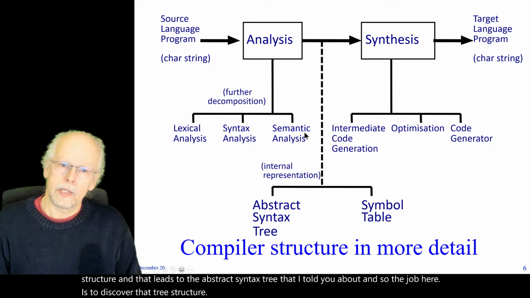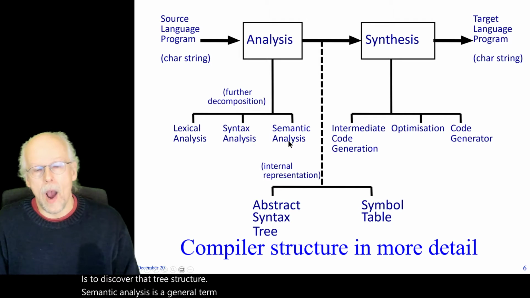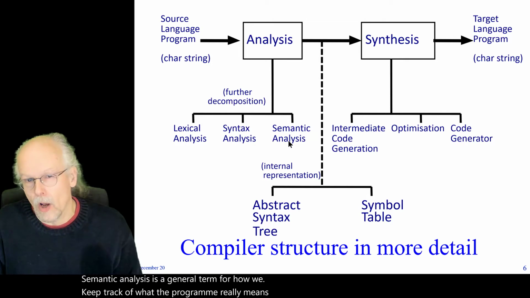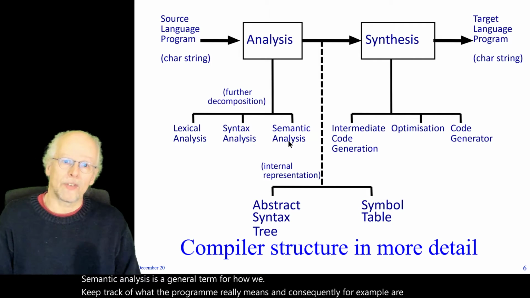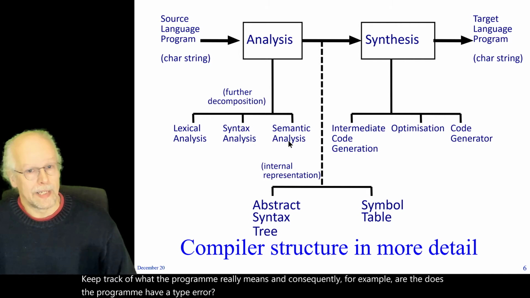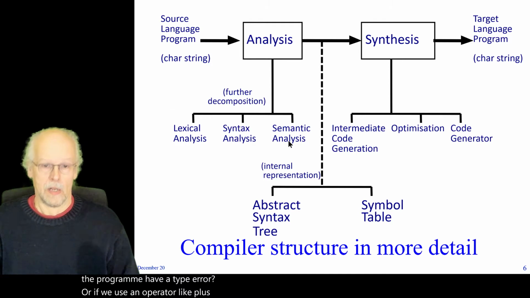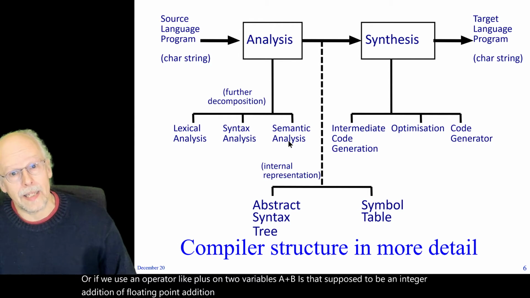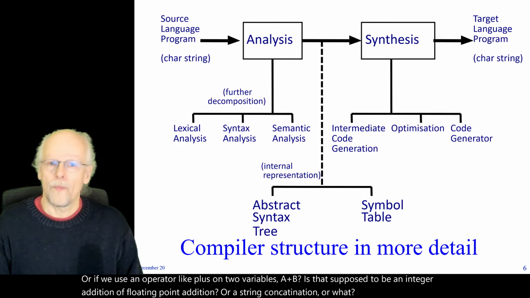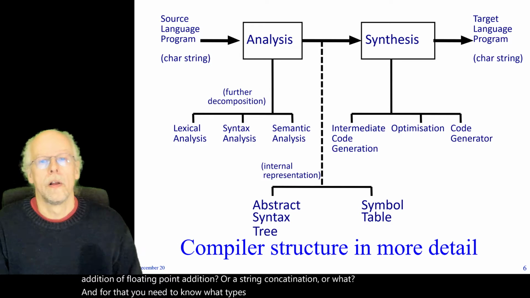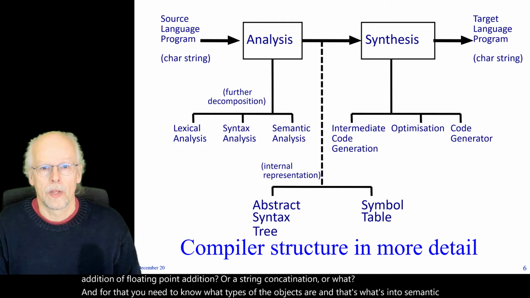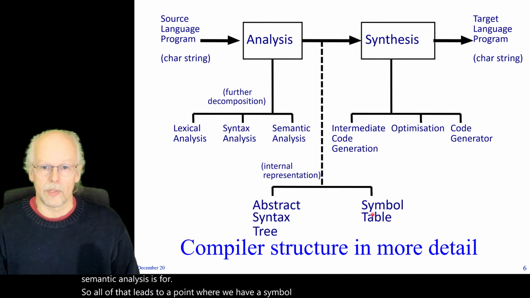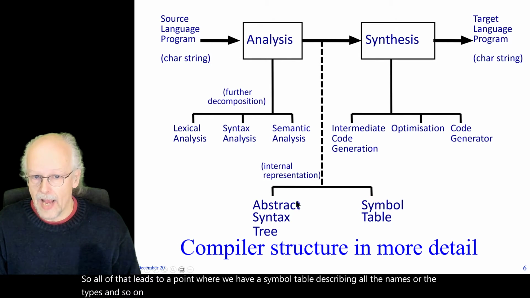Semantic analysis is a general term for how we keep track of what the program really means, and consequently, for example, does the program have a type error? Or if we use an operator like plus on two variables, a plus b, is that supposed to be an integer addition, a floating point addition, or a string concatenation, or what? For that, you need to know what the types of the objects are, and that's what semantic analysis is for. So all of that leads to a point where we have a symbol table describing all the names, all the types, and so on, and we have the abstract syntax.